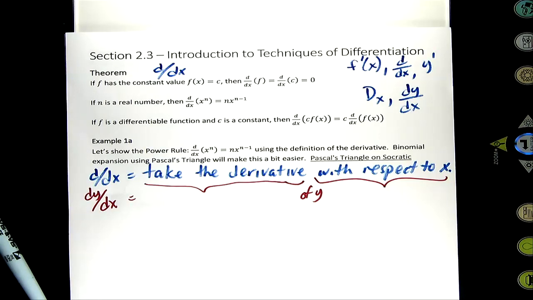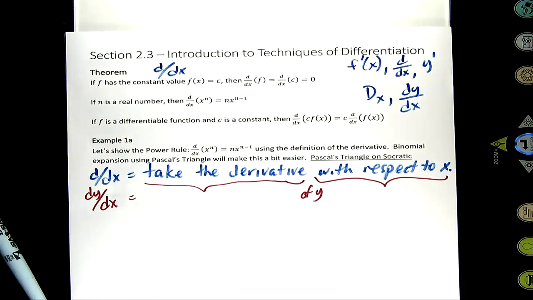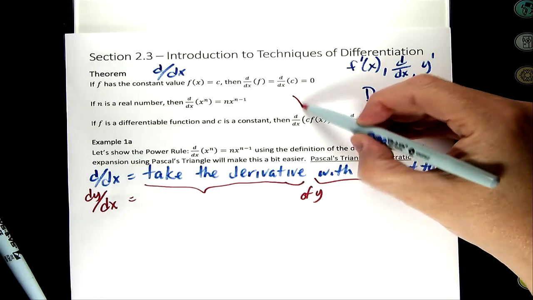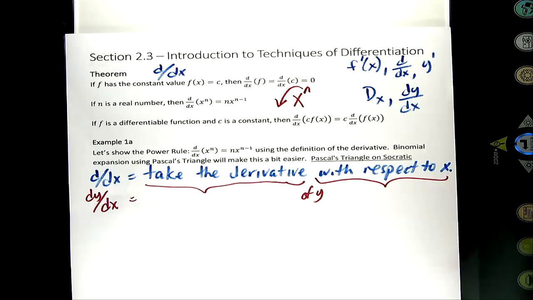If n is a real number, if we have x raised to the nth power and we take the derivative, we end up with n as the coefficient and the power is reduced by 1. The way I tend to remember this one, we have x to the n. When we take the derivative, the n comes down, we put it out front, and we subtract 1. And then if we have a constant times a function and we take the derivative, we can just factor out the constant. We'll show that in a second.